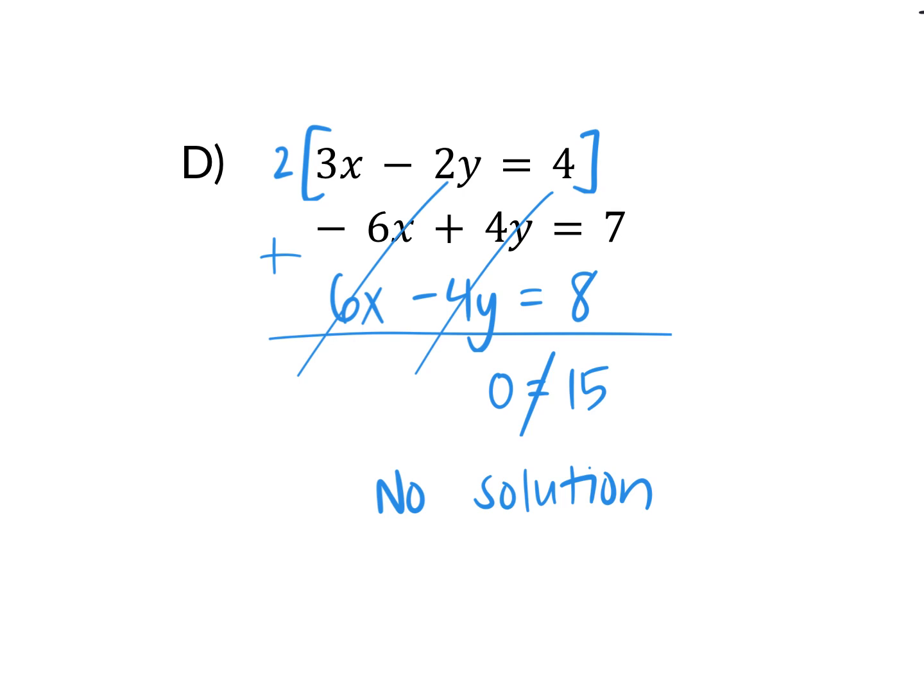What does that mean in terms of what our lines look like? They don't ever intersect, which means they are parallel lines. So they actually have the same slope. If I would rewrite this in slope-intercept form, we would see that our slopes are the exact same. Okay?